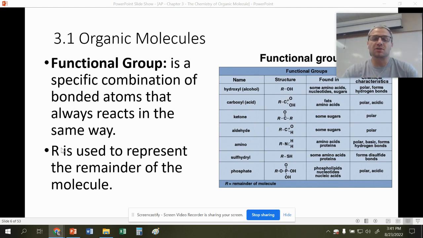All right, R is used to represent the remainder of a molecule. You can see it in these functional groups, which, by the way, are just specific combinations of atoms that we see pretty frequently in biology. The R right here just means there's a whole other molecule. It could be just one element, or it could be a whole molecule. It doesn't matter to us in this sense. It's that COOH that we're looking at for this carboxylic acid. The R is just representing the rest of the molecule.